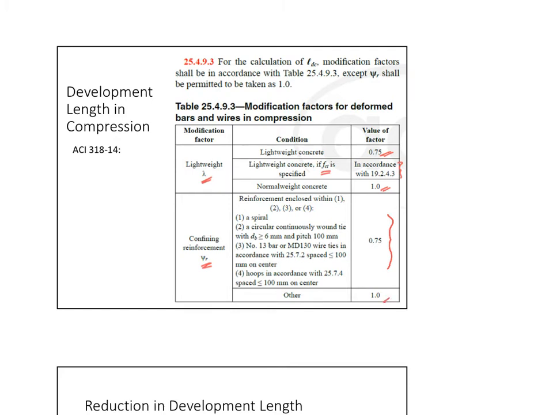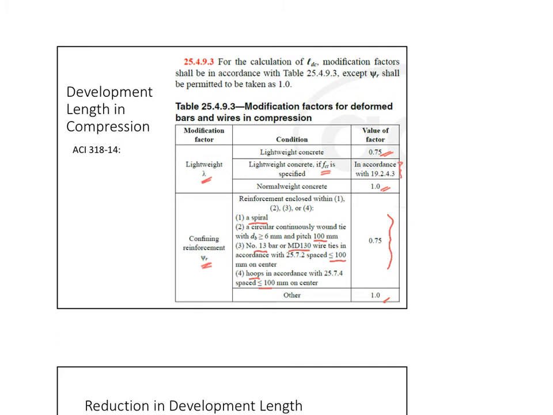What's a good confinement? Good confinement is if you have spiral reinforcement used for confining, or you have a circular continuously wound tie with a dB, the diameter of the bar, bigger than 6 millimeters, and a pitch, which is the distance between one circular hoop to the next circular hoop, of 100 or less. And then number 13, or MD 130 wire, that also ties with a spacing less than or equal to 100 millimeters, or hoops with less than 100 millimeters in spacing.